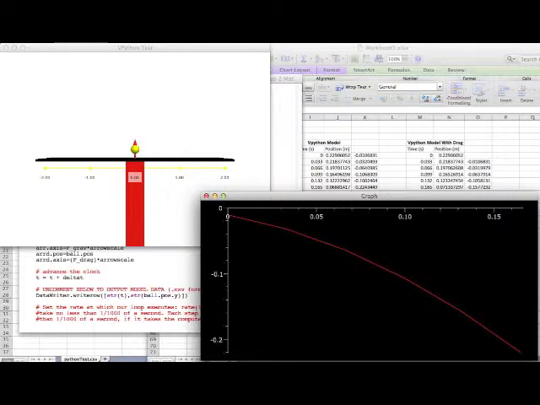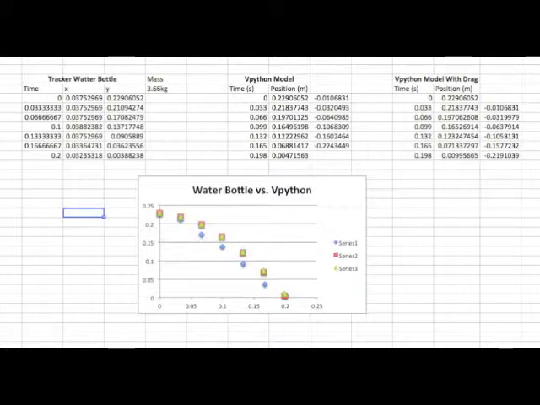As you can see by the arrows, the force of gravity is much larger than the force of drag on the water bottle, as shown in the original plot. I plotted my data that included the force of drag, and as you can see, it's very similar to just the force of gravity, because the force of drag is so small, it's pretty much negligible on the water bottle.